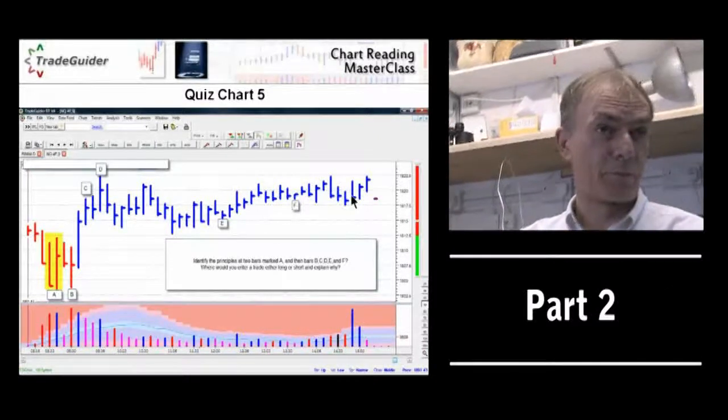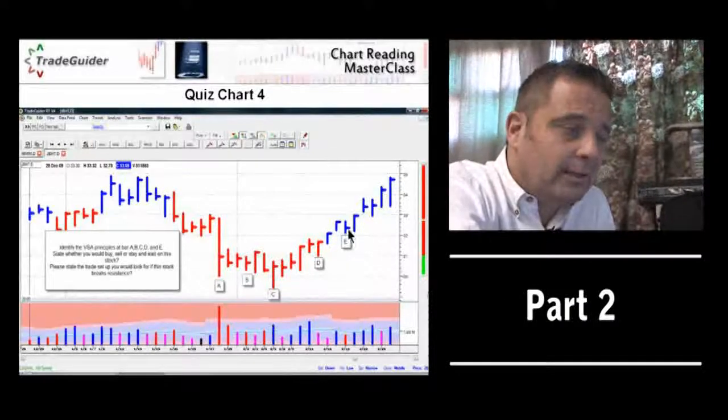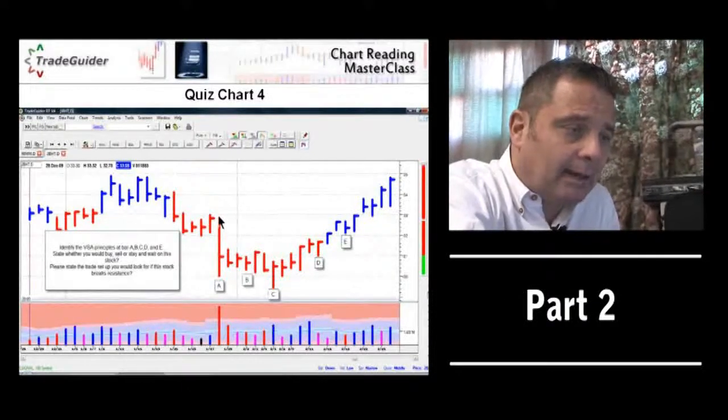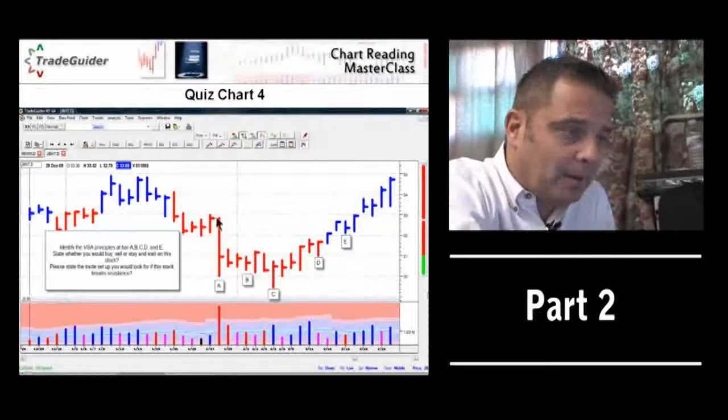Perfect. Now, Janet just said to me on number 4, where was the entry? It was at E. And in fact, that was the decision bar, and my buy order was just above this bar, or would have been above that bar there.